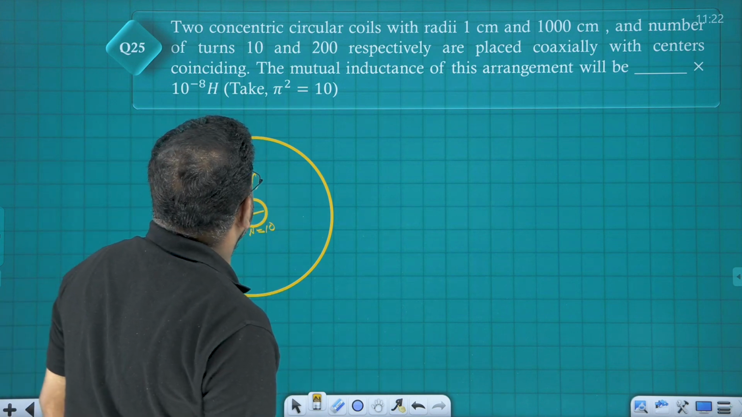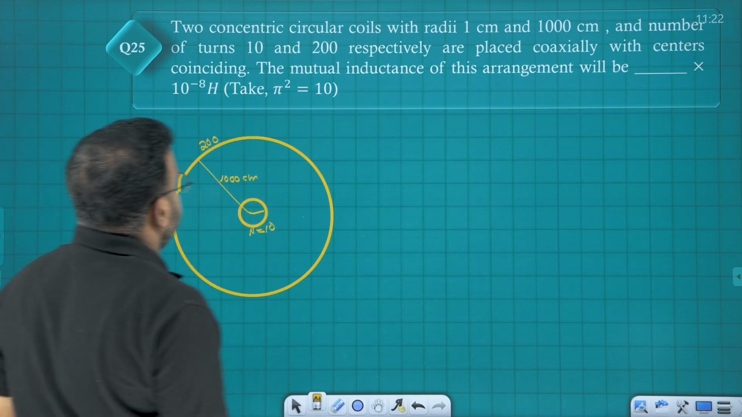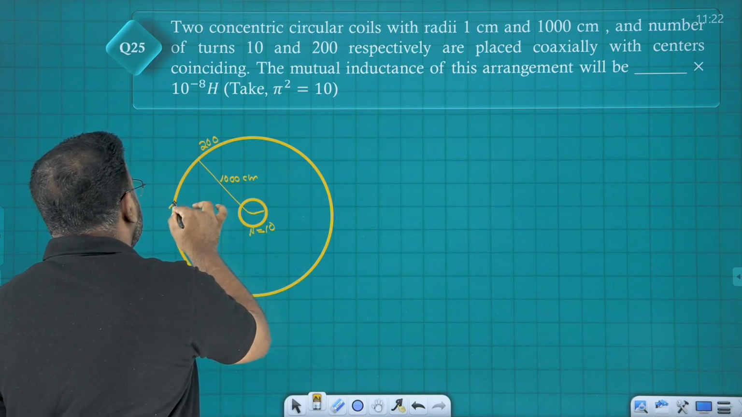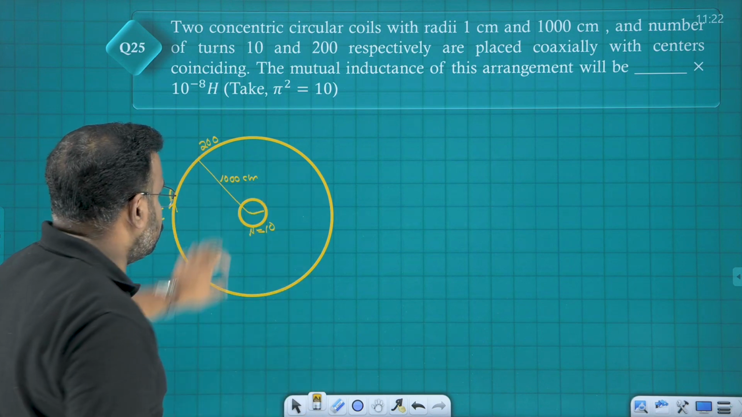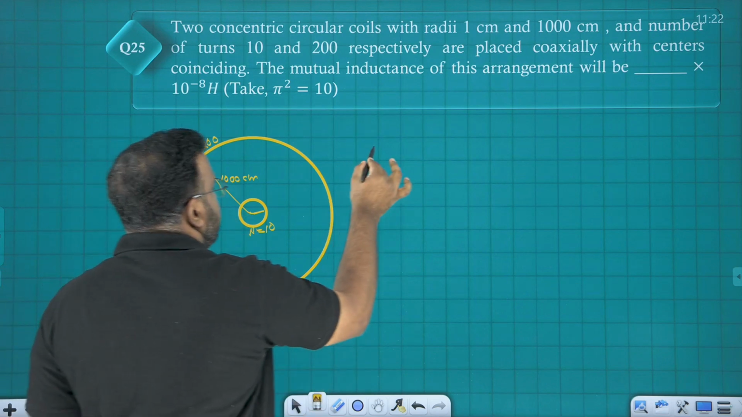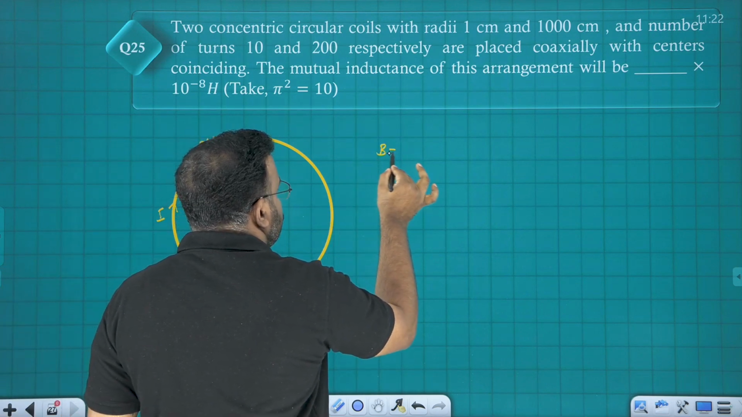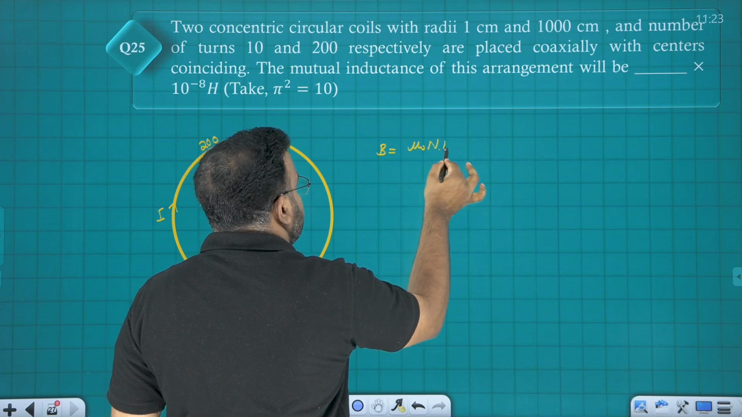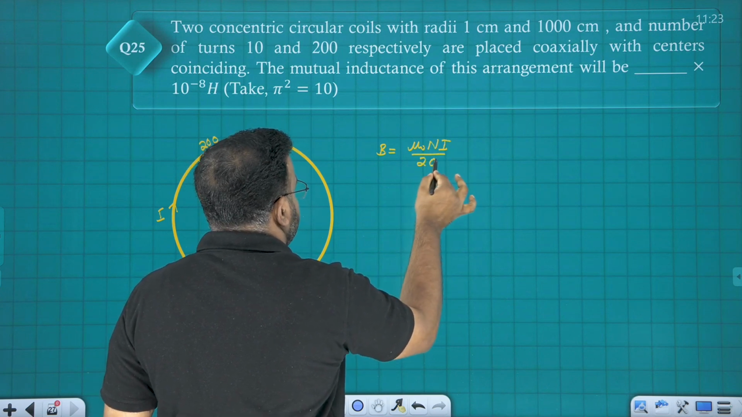Placed coaxially with the centers coinciding, the mutual inductance of the arrangement will be dash into 10 to the power minus 8. Okay, pi square we can take 10. So let us assume we are giving a current I here. So it will produce a magnetic field at the center. That magnetic field formula will be B is equal to, what is the equation? Mu naught N I by 2A.